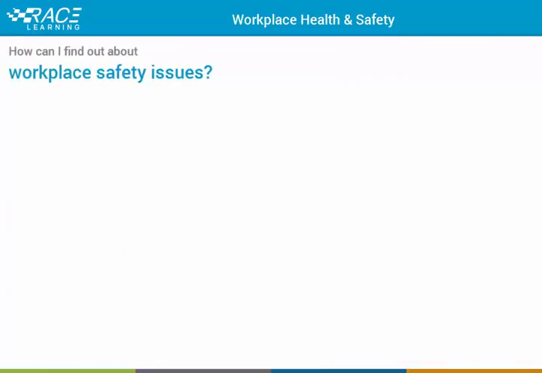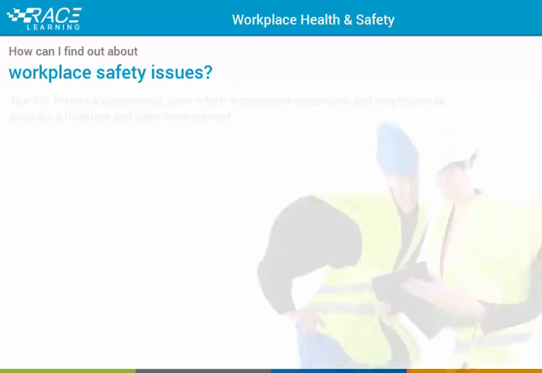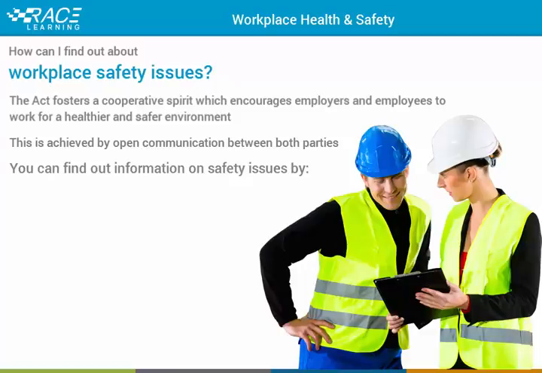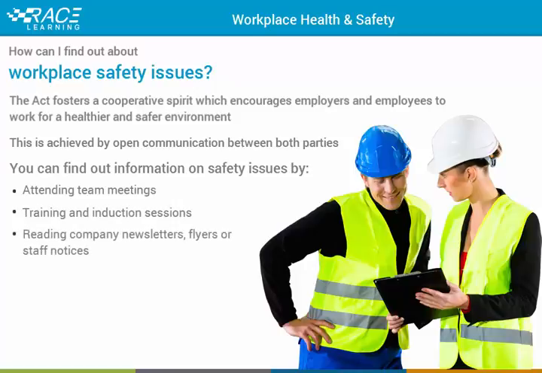How can I find out about workplace safety issues? The Act fosters a cooperative spirit which encourages employers and employees to work for a healthier and safer environment. This is achieved by open communication between both parties. You can find out information on safety issues by attending team meetings, training and induction sessions, reading company newsletters, flyers or staff notices, talking to your supervisor/manager or other staff.